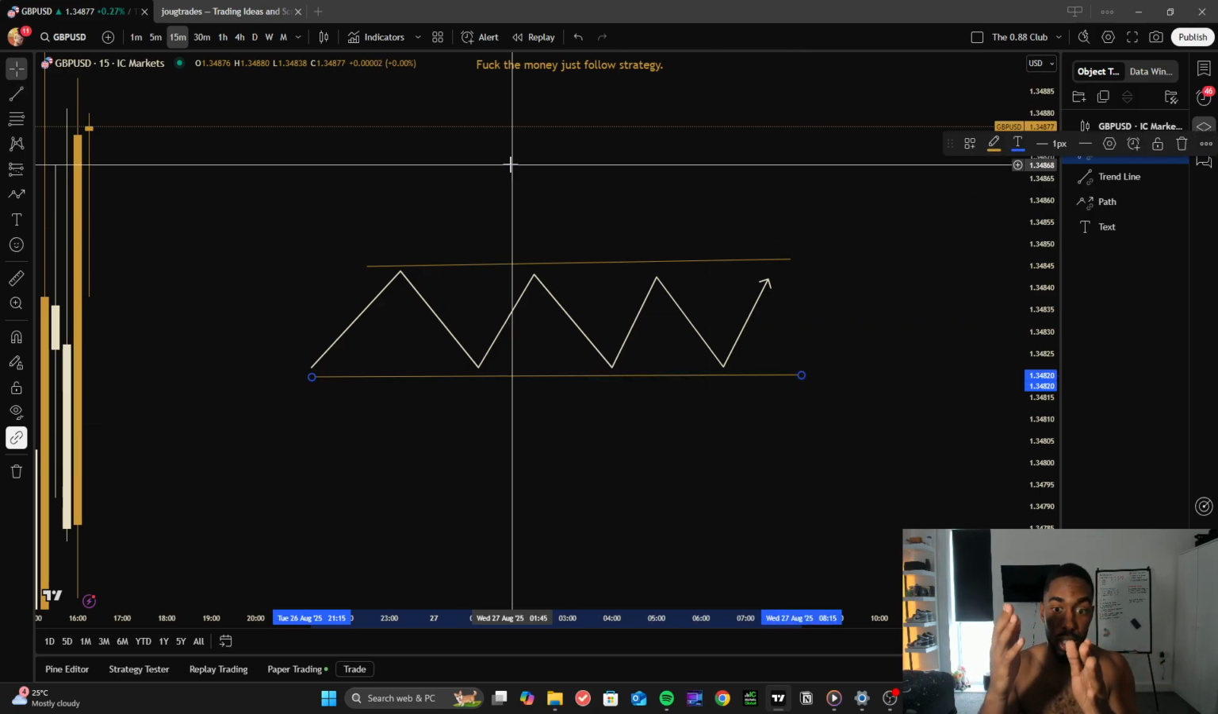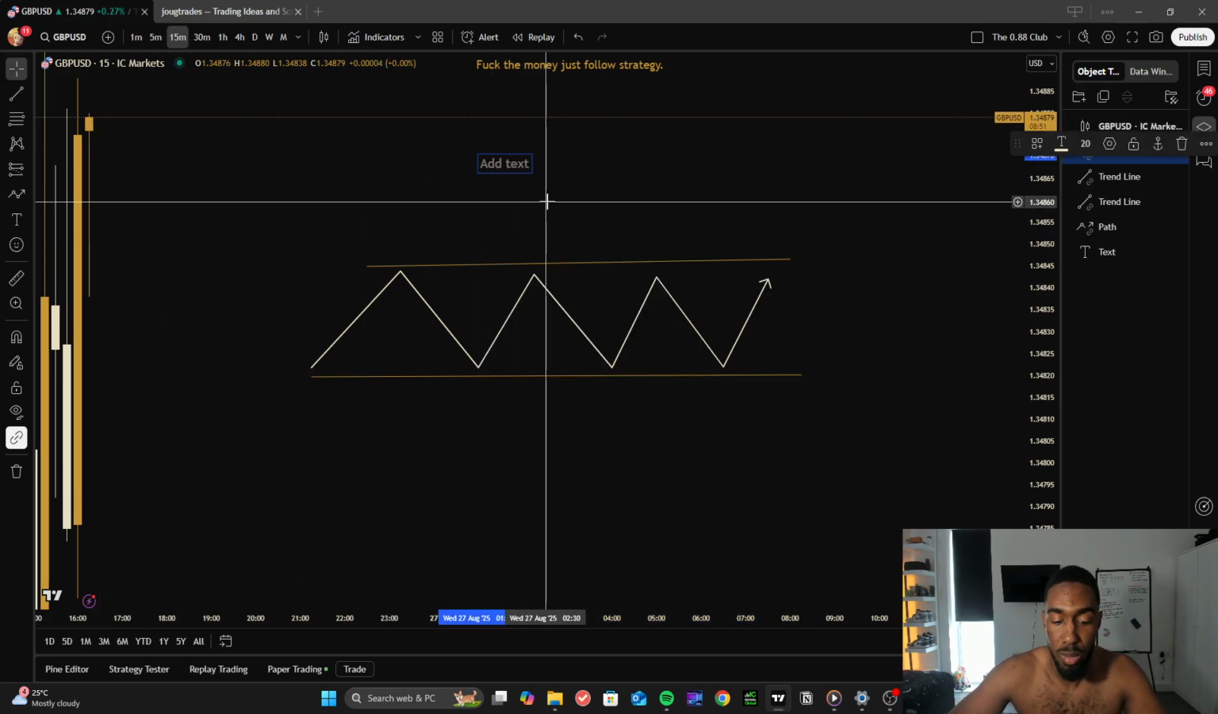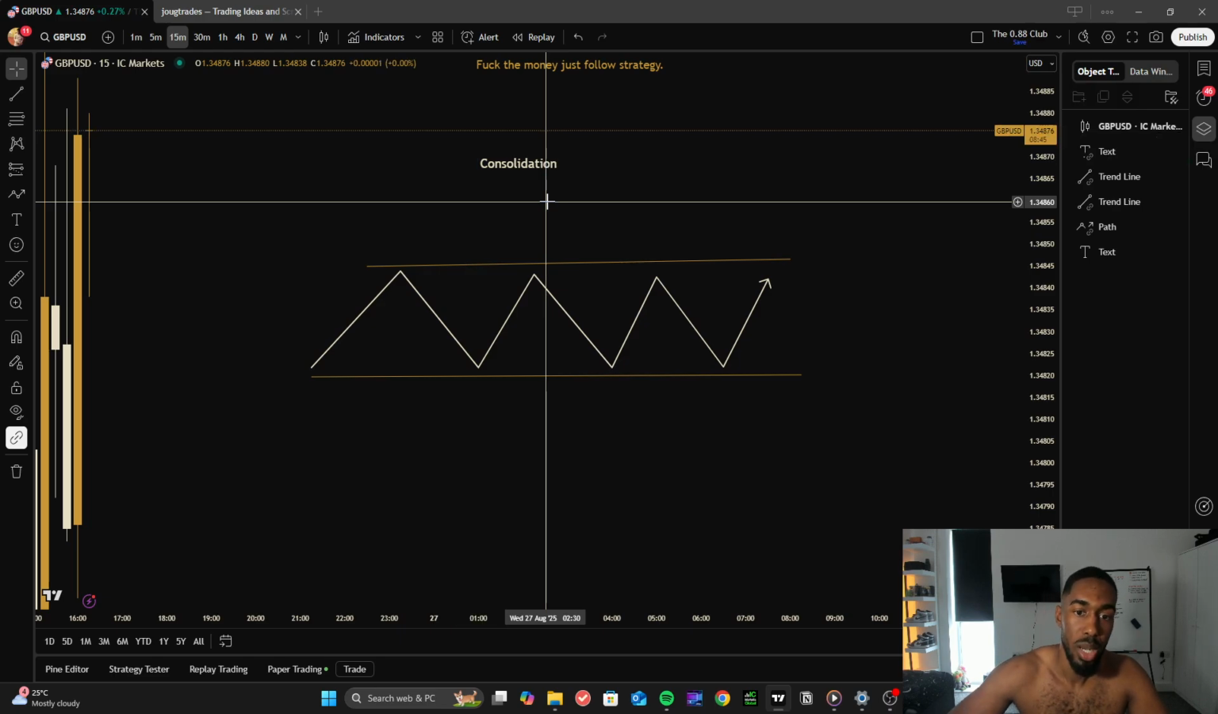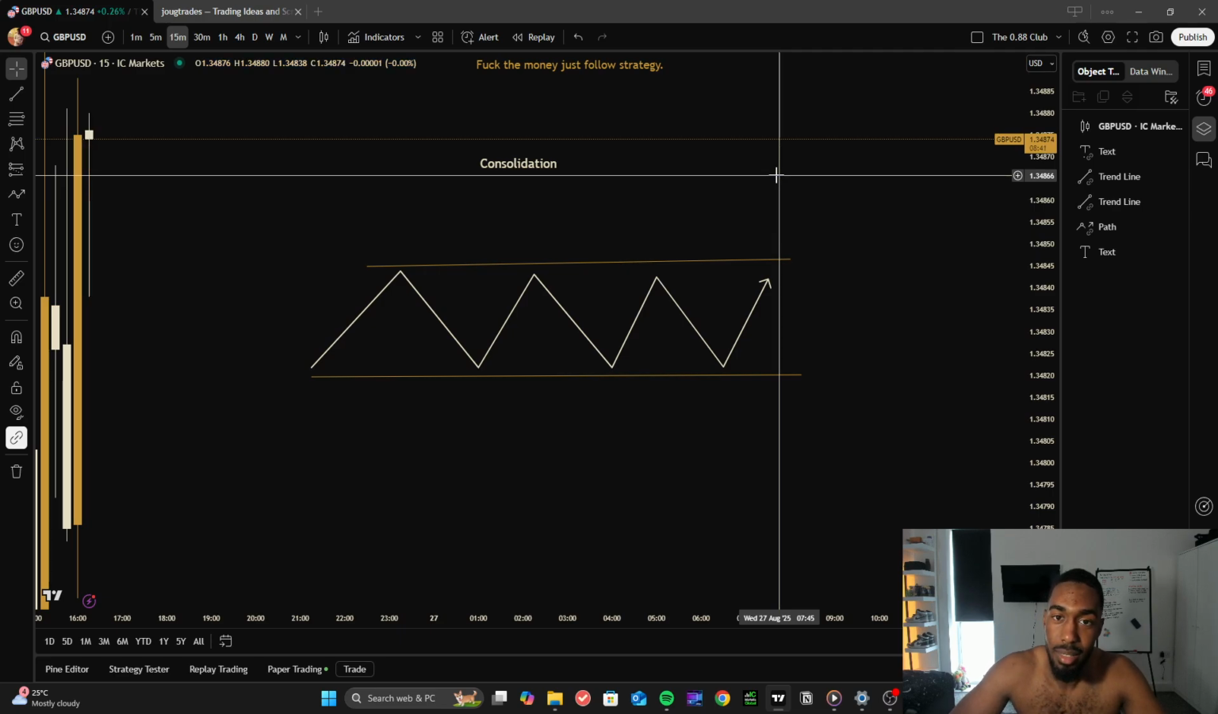We're not going up, we're not going down. There's no higher highs, higher lows. There's no lower lows, lower highs. And we call this sideways movement or consolidation. So when market is moving sideways, we say market is consolidating. We hate it. Move up and move down.